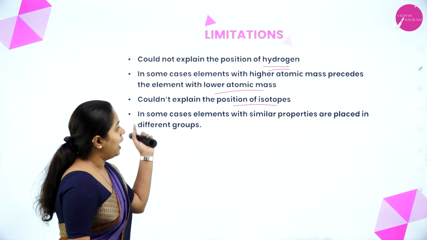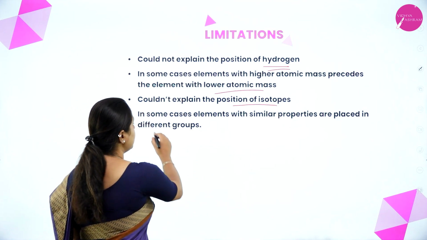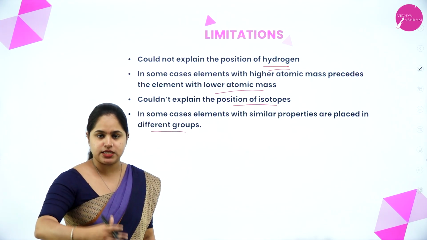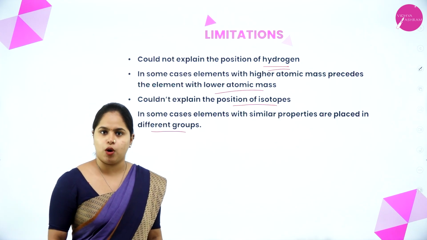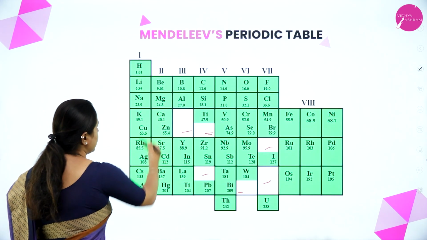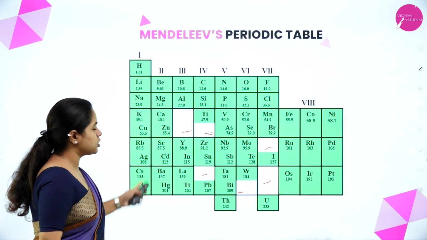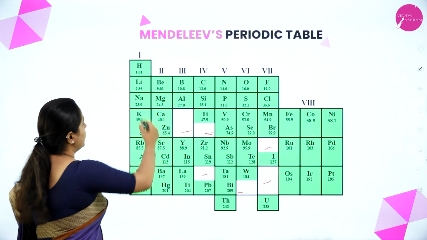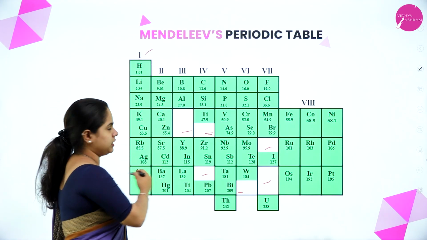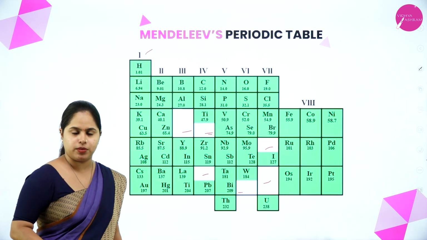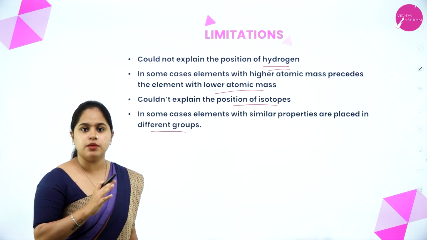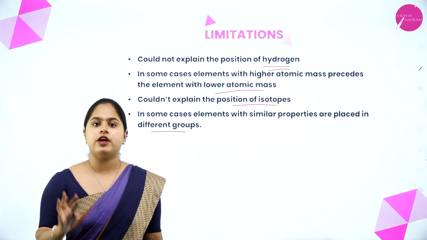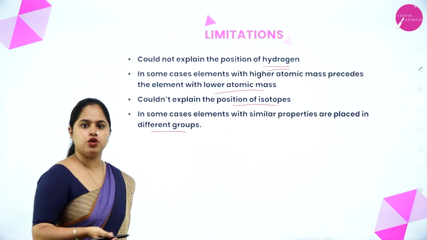And in some cases, elements with similar properties are placed in different groups. In a group, all the elements present must have the same properties, right? If I am considering this group, all the elements in this group must have similar properties. That is how the classification is done. In this group, all the elements will have similar properties. But there was a limitation that in certain circumstances, the elements present in the same group had different properties. So that was also a limitation.